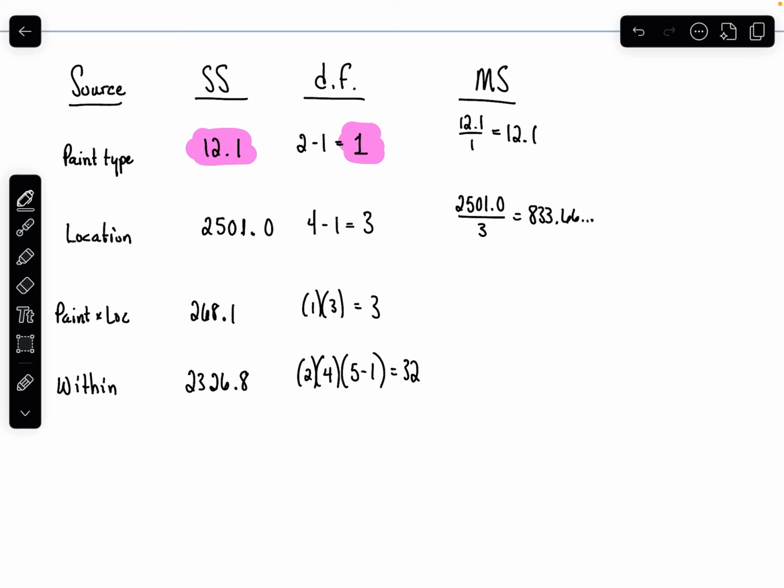For the interaction, it would be 268.1 divided by 3, which gives us 81.36 repeating. And lastly, for the mean squares within, it's 2,326.8 divided by 32, which gives us 72.7125.